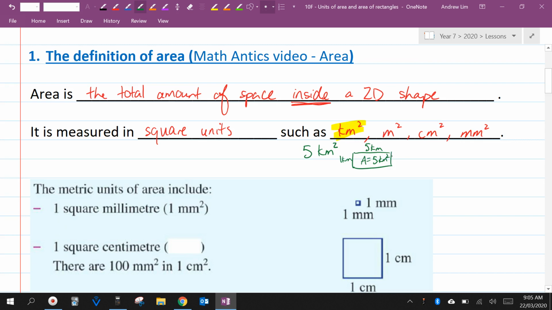Okay, not 5 squared kilometers. 5 squared kilometers looks like this, which is just 25 kilometers. That's just a distance, a length. It's not an area. So I know we pronounce it weird. We're so used to saying kilometers squared or meters squared, centimeters squared or millimeters squared, but they are square units, so it's square kilometers, square meters, square centimeters, square millimeters. Don't get confused when you're writing your answers.